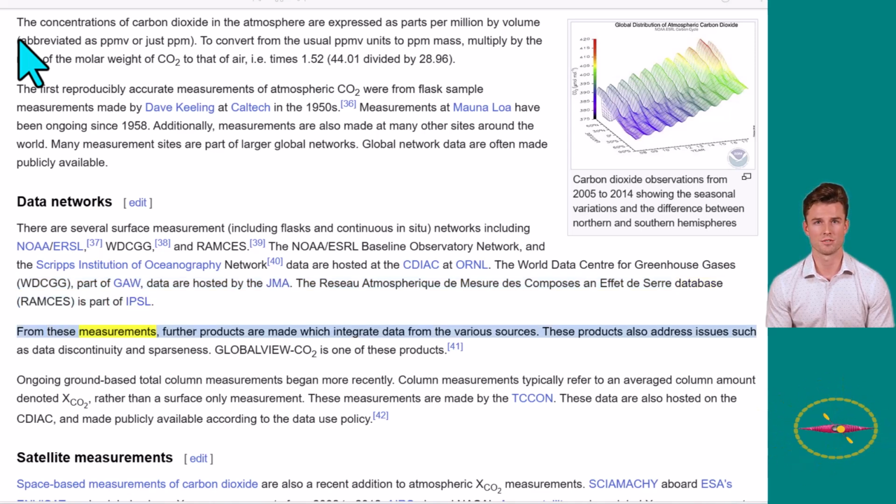From these measurements, further products are made which integrate data from the various sources. These products also address issues such as data discontinuity and sparseness. GlobalView CO2 is one of these products.